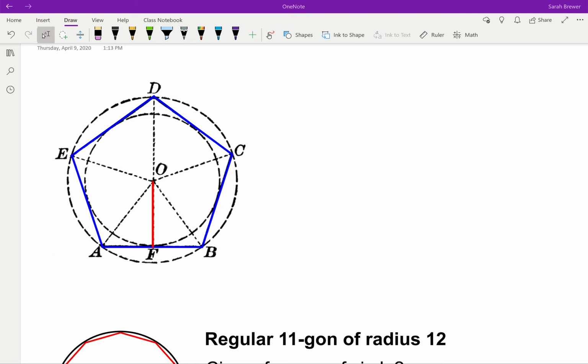So when I draw a line segment from the center of the circle, which is also the center of the polygon, to one of the vertices of the polygon, so a radius, for example, OA and OB. Those are radii of the circumscribed circle, and those are what we refer to as radii of the polygon.